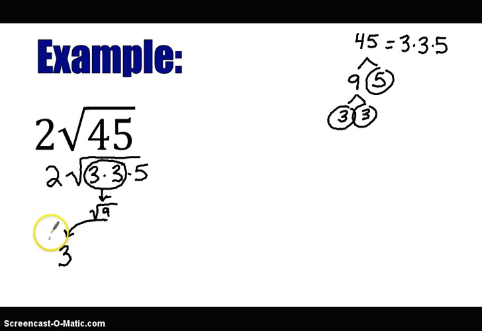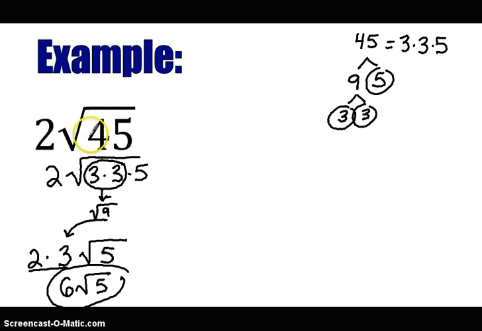So we have 2 times, so we bring that down, 2 times 3, which will be in front of the square root symbol because the 3 made a perfect square root. And then inside remains the 5 because it did not have a pair. It cannot be simplified. Step 4 is to simplify. We have 2 times 3, which is 6. 6 times the square root of 5.